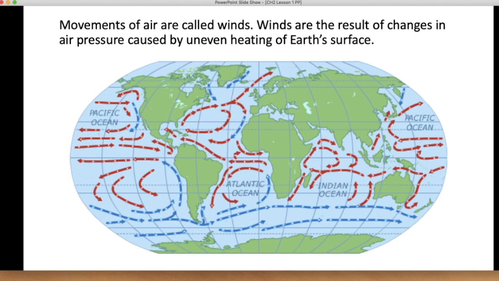Movements of air are called winds. Winds are the result of changes in air pressure caused by uneven heating of Earth's surface. Okay, so we talked about those solstices, the winter and summer, right? We talked about how the Earth rotates. Obviously, it cools down at night because we're not facing the sun, right? So this causes uneven heating of the Earth, and when we have wind, that wind can either be warm or cold. As you can see from the graphic here, most of the cold wind comes from the polar regions, the North and South Pole, whereas much of the warmer wind comes from the equator. Okay?